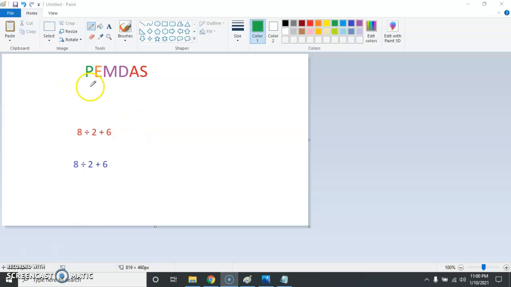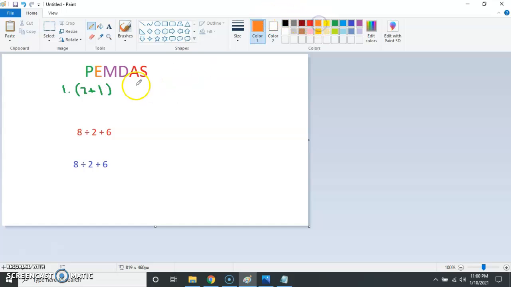And so if you want to remember, well, what order should I do things? The way to remember that is these letters, PEMDAS. So now I'll explain to you what they mean. The first one is P, and that stands for parentheses. So if you see something in parentheses, that's the first thing you should do.